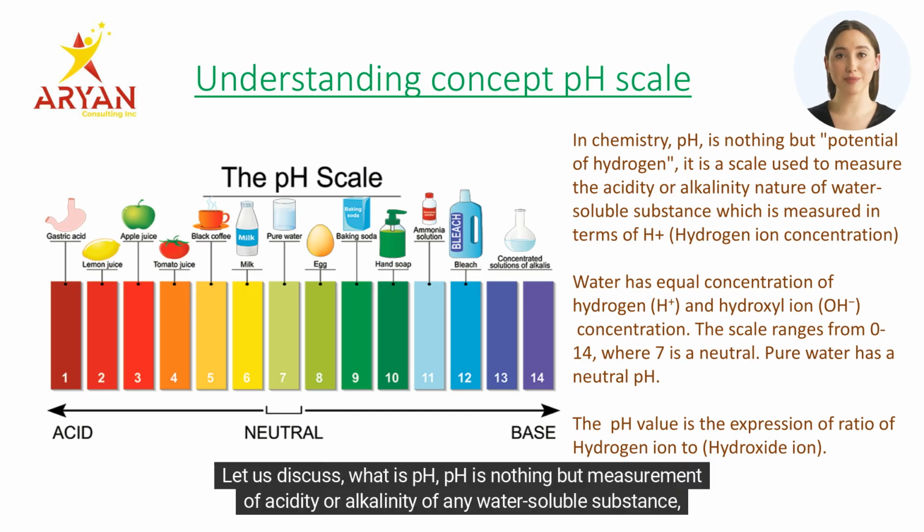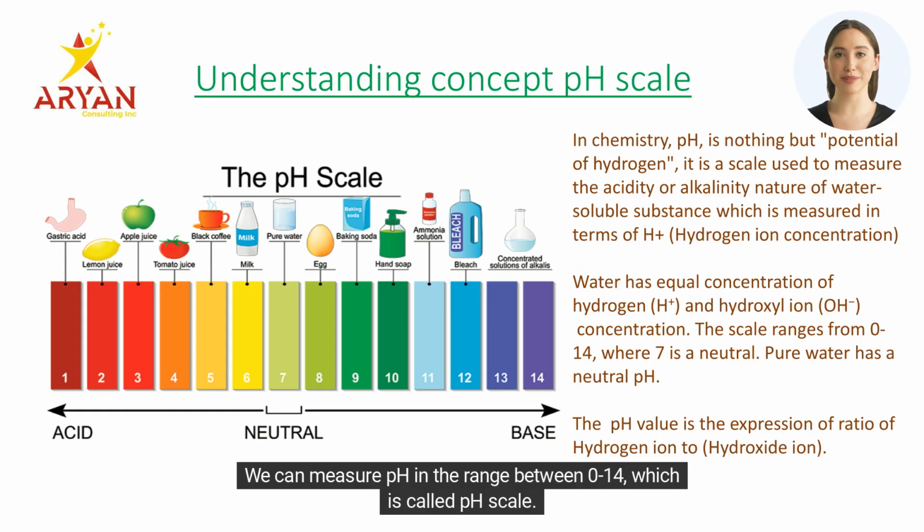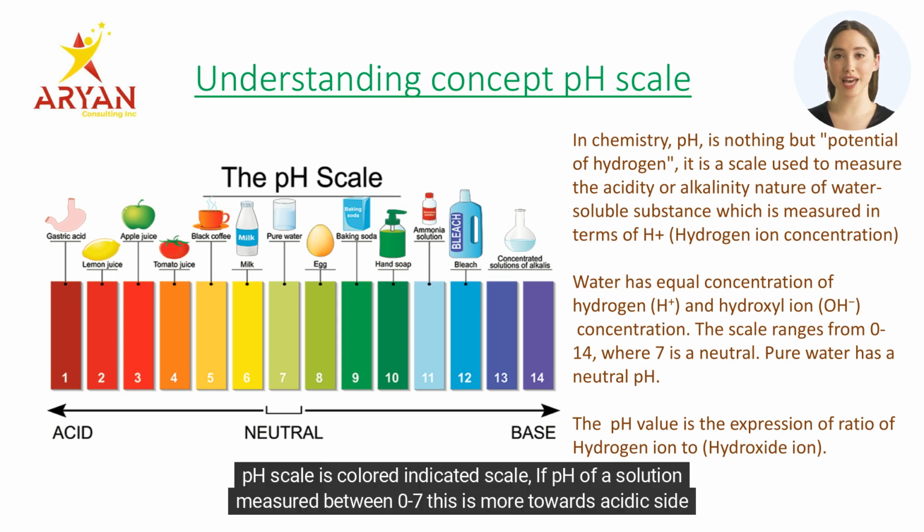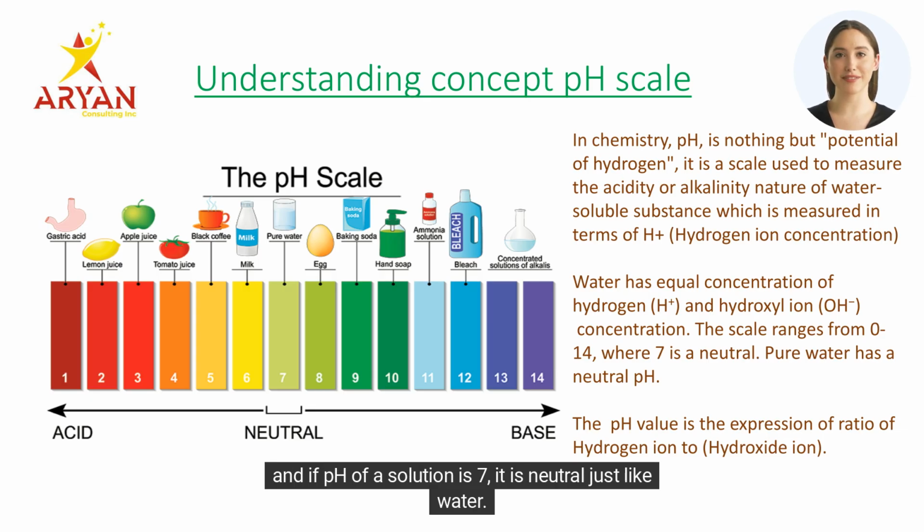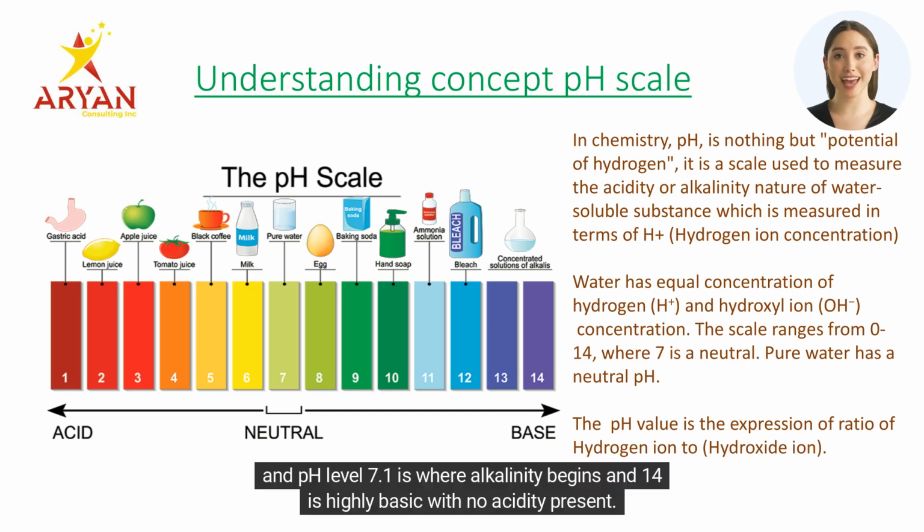Let us discuss what is pH. pH is nothing but measurement of acidity or alkalinity of any water-soluble substance. We can measure pH in the range between 0 to 14, which is called pH scale. pH scale is a colored indicated scale. If pH of a solution is measured between 0 to 7, this is more towards acidic side, and if pH of a solution is 7, it is neutral just like water. And pH level 7.1 is where alkalinity begins and 14 is highly basic with no acidity present.